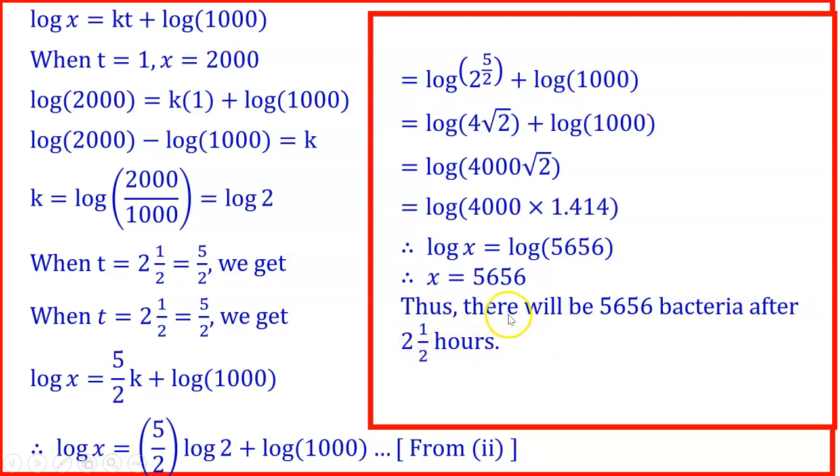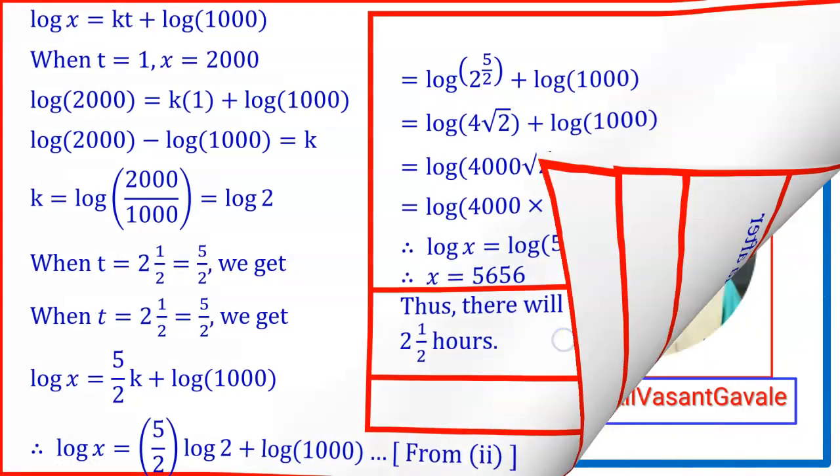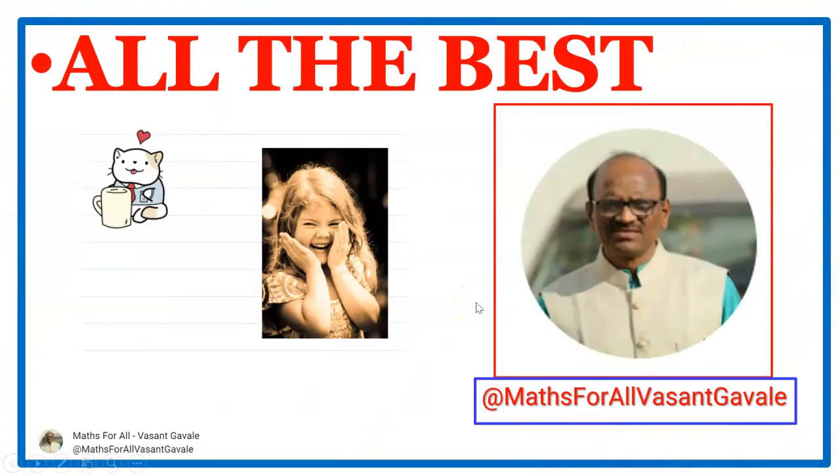Therefore, thus, there will be 5656 bacteria after 2.5 hours. And this is the answer. And in this way, we have completed the differential equation chapter.